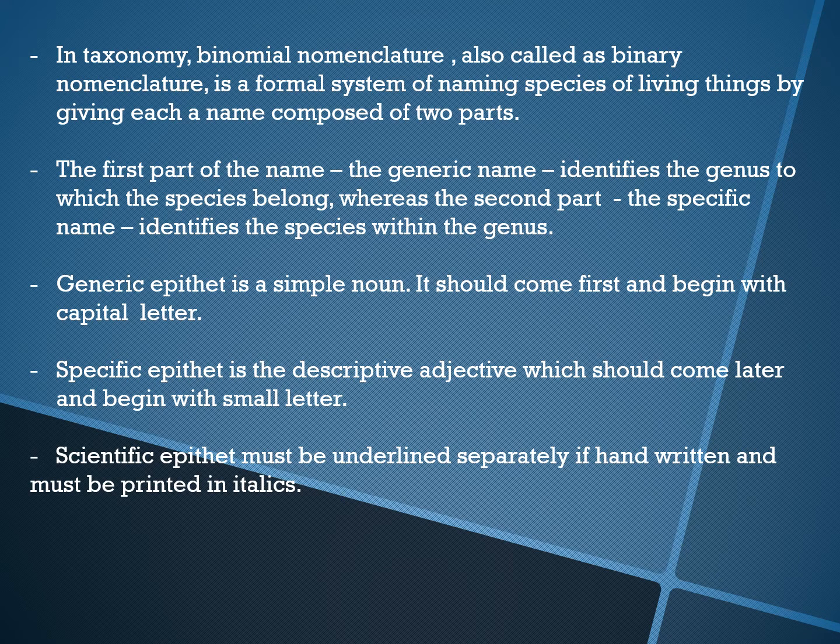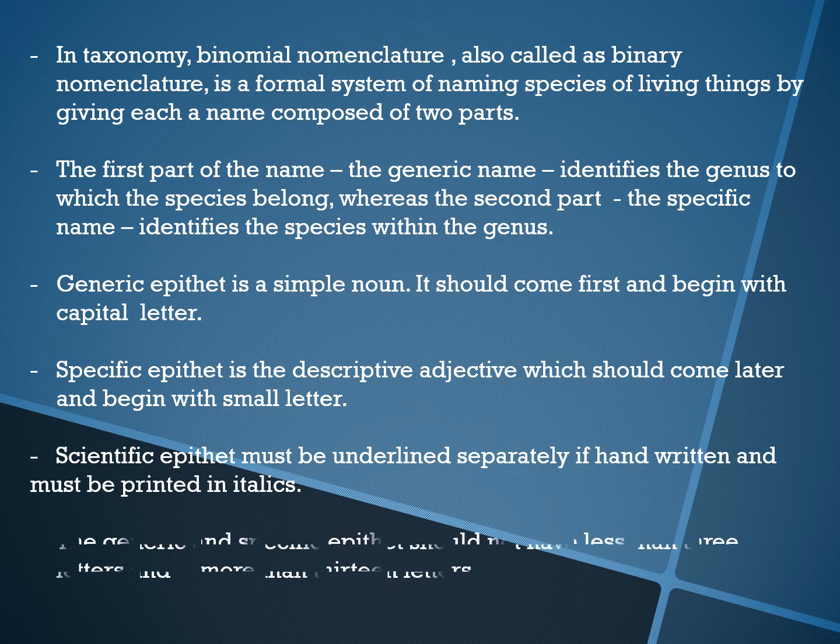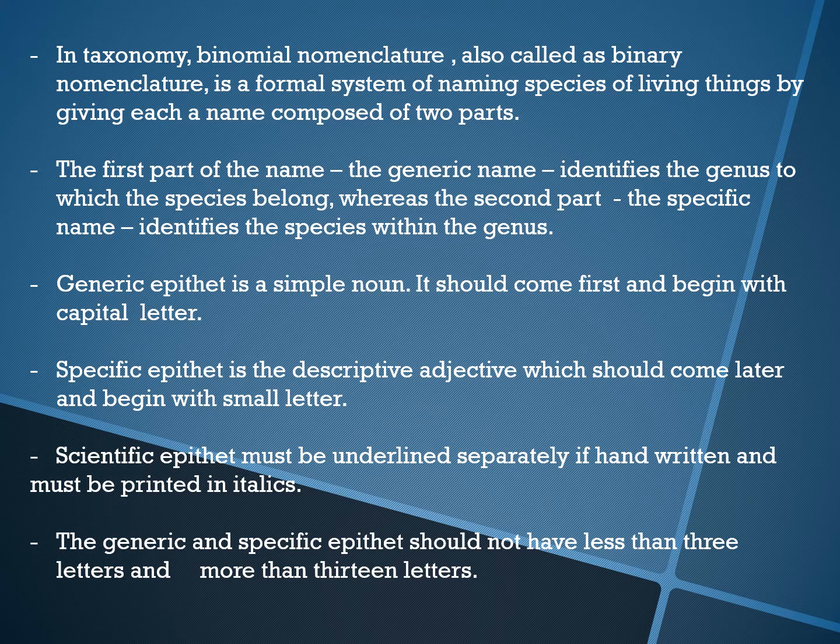Scientific epithet must be underlined separately if handwritten and must be printed in italics. The generic and specific epithet should not have less than 3 letters and more than 13 letters. So there are certain rules that we have to follow while writing the binomial nomenclature. In this slide, I have also mentioned the different rules that we have to remember while writing the binomial nomenclature. The generic and specific name should not be less than 3 letters and should not be more than 13 letters.